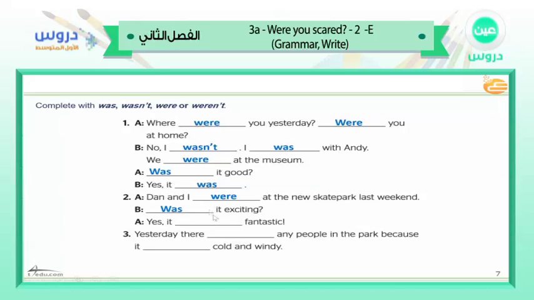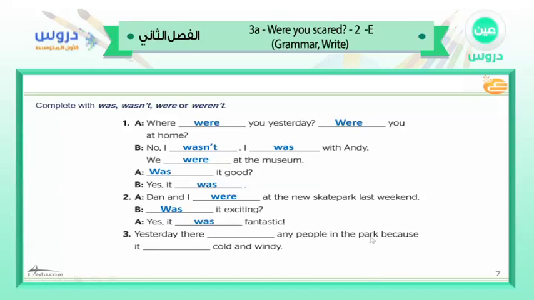Was, exactly, because we said it. Can you see it? So when we say it, we should say was. It was, or maybe wasn't if we want the negative. A: Yes, it was fantastic. Again, we have it. Was. Yes, it was fantastic.